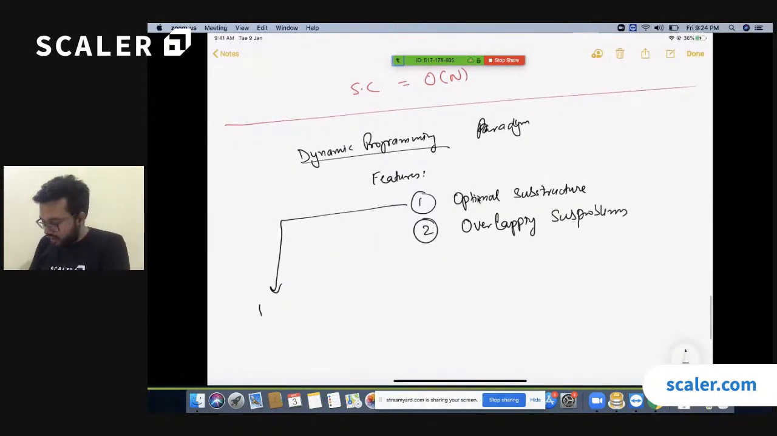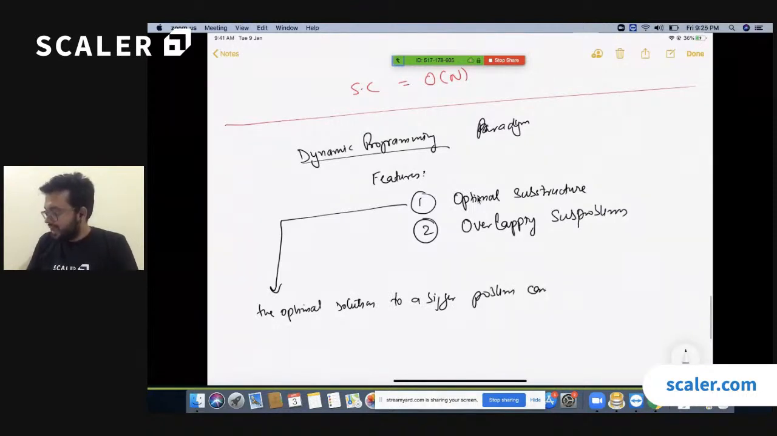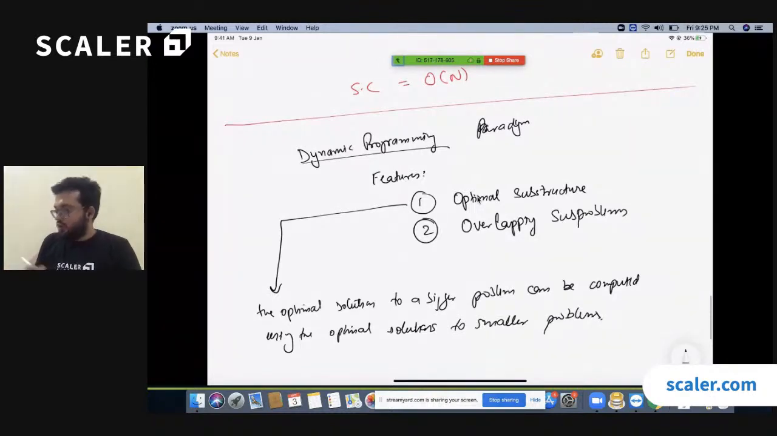So the optimal solution to a bigger problem can be computed using the optimal solutions to smaller problems. So this is the optimal substructure property.